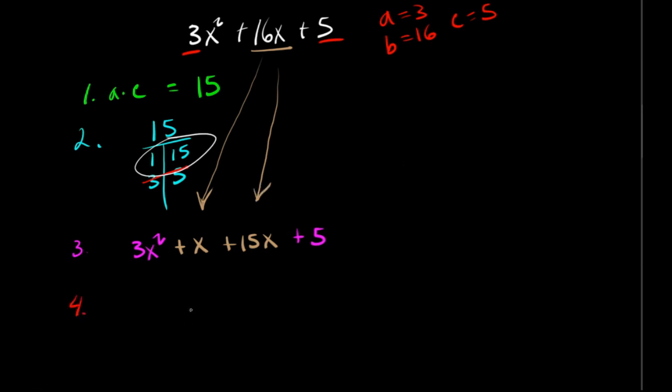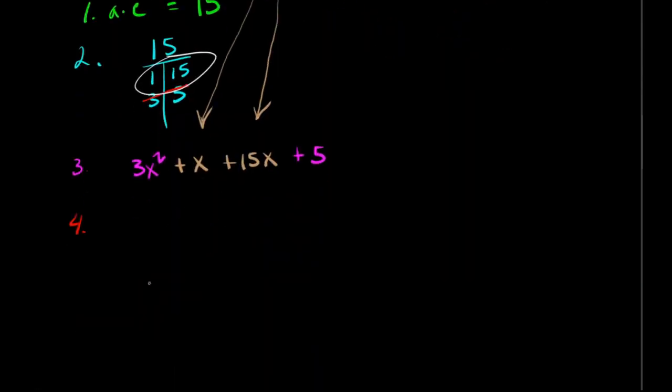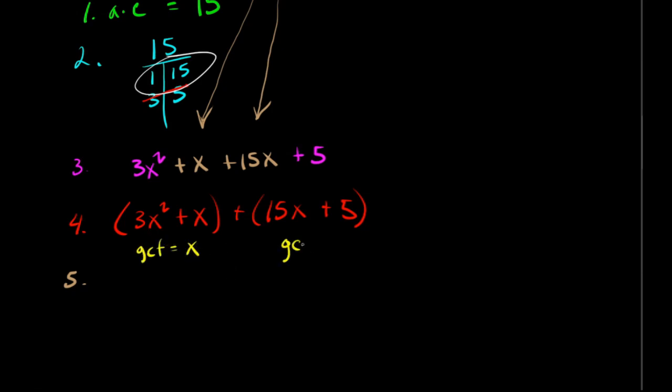Step 4, I'm going to group my terms. I'm going to put a pair of parentheses around the first 2 terms, the 3x squared and the x, and then the second pair of terms, the 15x and the 5. In my fifth step, I'm going to look for greatest common factors in each group, in each set of parentheses. In the first one, in 3x squared and x, my greatest common factor is x. In the second set, 15x plus 5, my greatest common factor is 5.